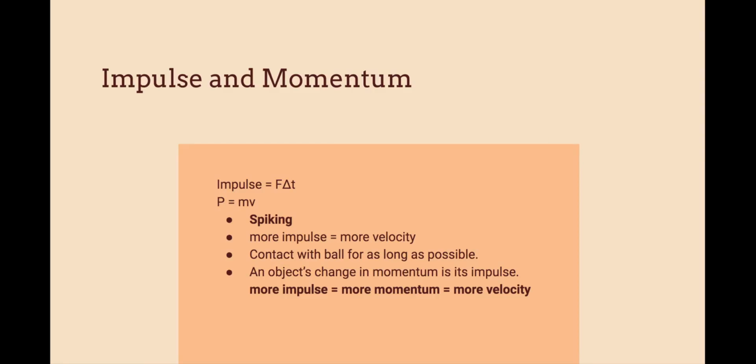For impulse and momentum, this applies a lot when you're doing spiking. So if you have more impulse, that means you have more velocity. And to increase the amount of impulse that you have, you want to contact the ball for as long as possible. So you can't hold the ball because that's against the rules, but you can try and prolong the contact to increase that delta time, to increase your impulse.